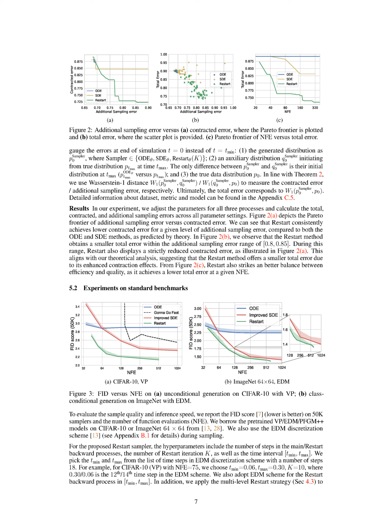For our proposed restart sampler, we had to select hyperparameters including the number of steps in the main and restart backward processes, the number of restart iterations, K, and the time interval with minimum, T_min, and maximum, T_max, values. We selected these time intervals from the list of time steps in the EDM discretization scheme, which contained 18 steps. For example, with CIFAR10, VP, and NFE equals 75, we chose T_min equals 0.06, T_max equals 0.30, and K equals 10. In this case, 0.30 and 0.06 were the 12th and 14th time steps in the EDM scheme.